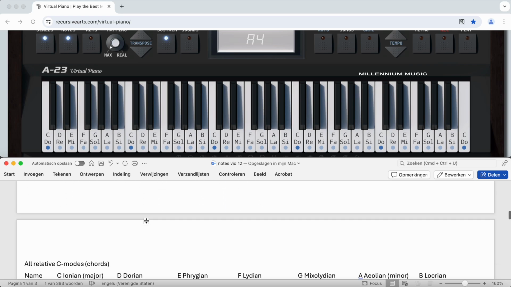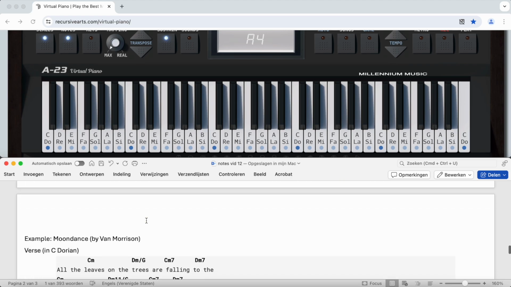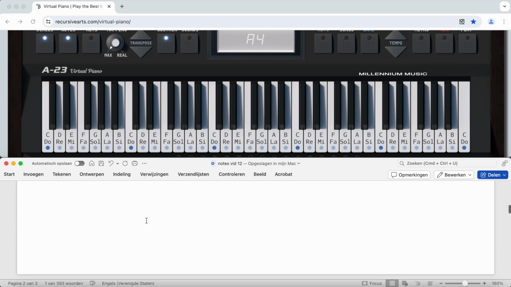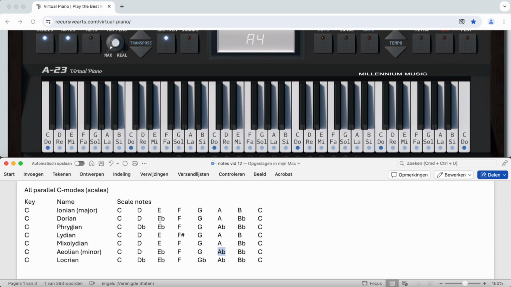When you have a look at the melody of this song, Moondance, because we're talking about chords the whole time, but the melody is avoiding this A and avoiding this A flat. That's why they can use chords from the Dorian mode and the Aeolian mode, and you don't notice the switch that much, because that crucial difference is avoided in the melody.